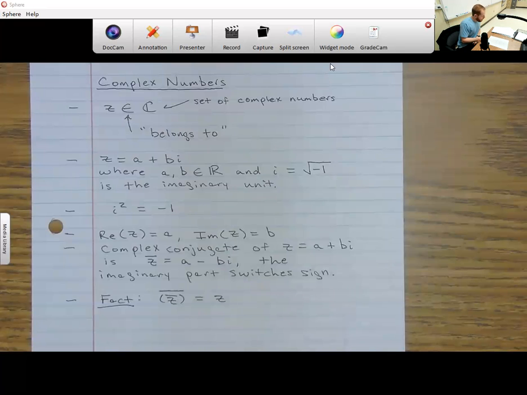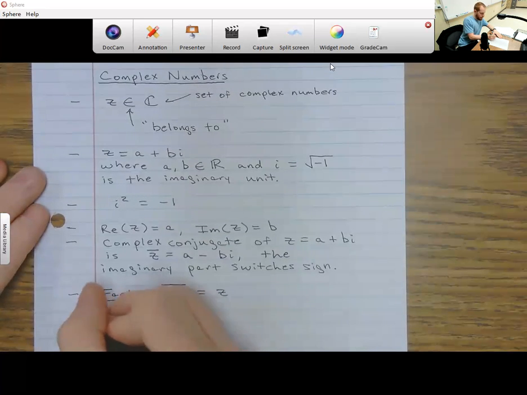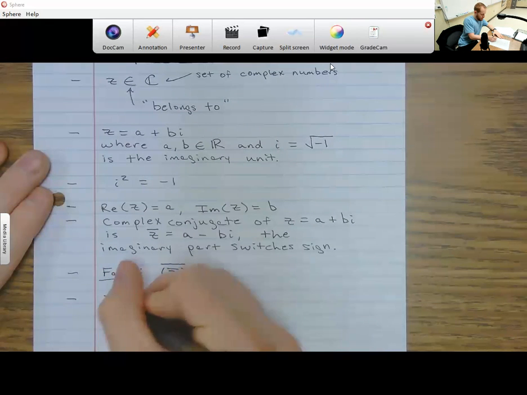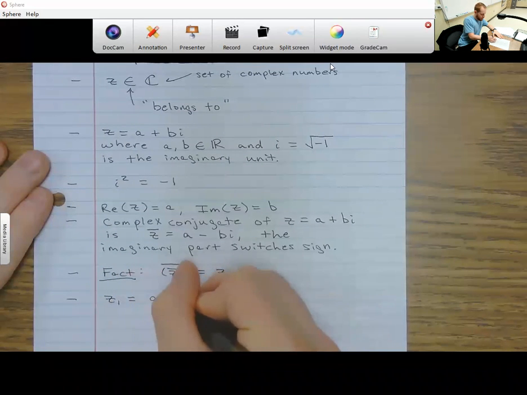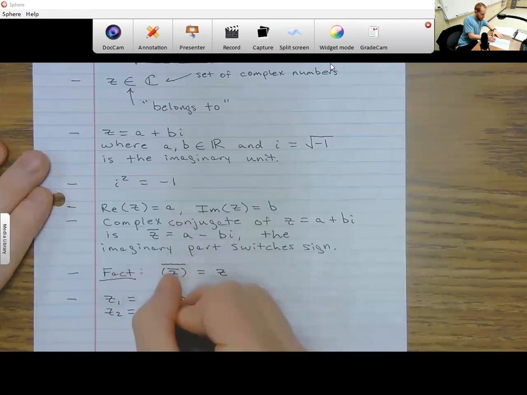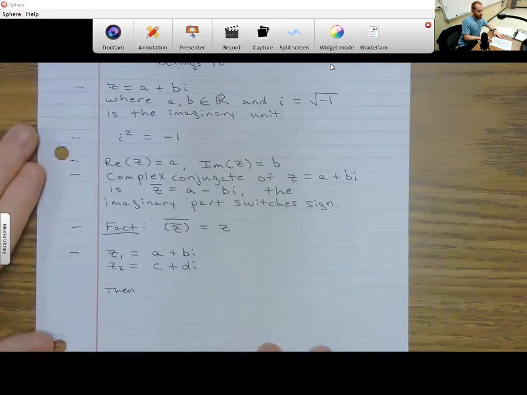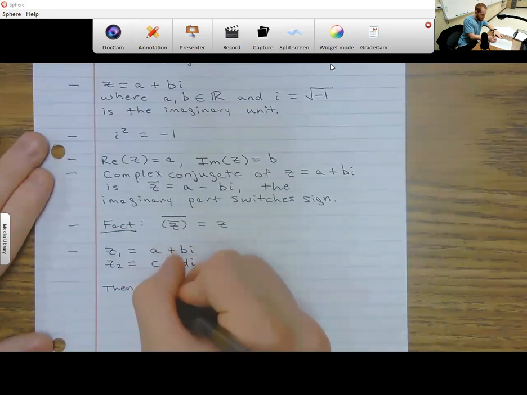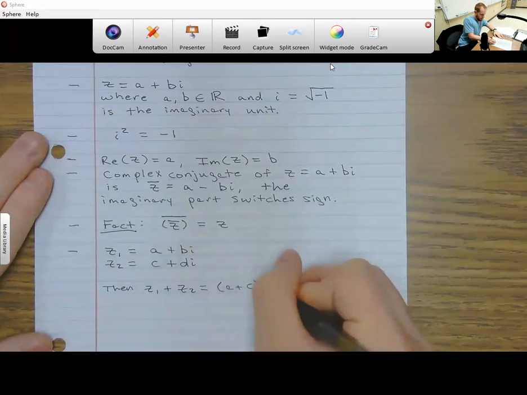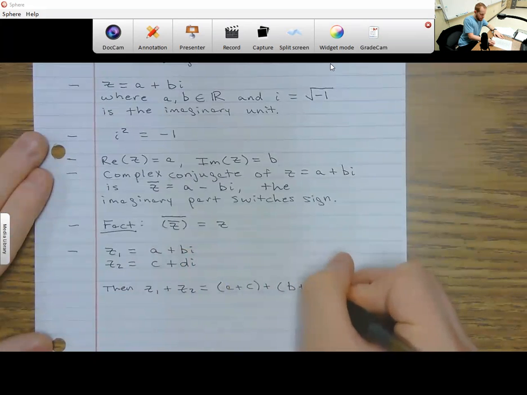Okay. So last time, we also learned that we can add complex numbers and we can subtract complex numbers. So let's take a look at that. So we also said that if there were two complex numbers, let's say z1 is a plus bi and z2 is c plus di, then z1 plus z2 is going to give me (a plus c) plus (b plus d)i.